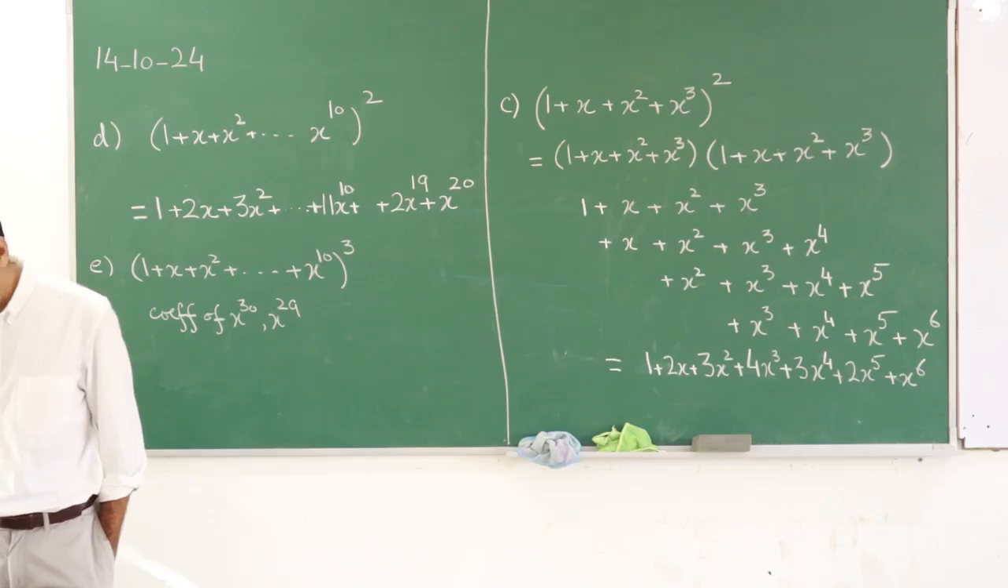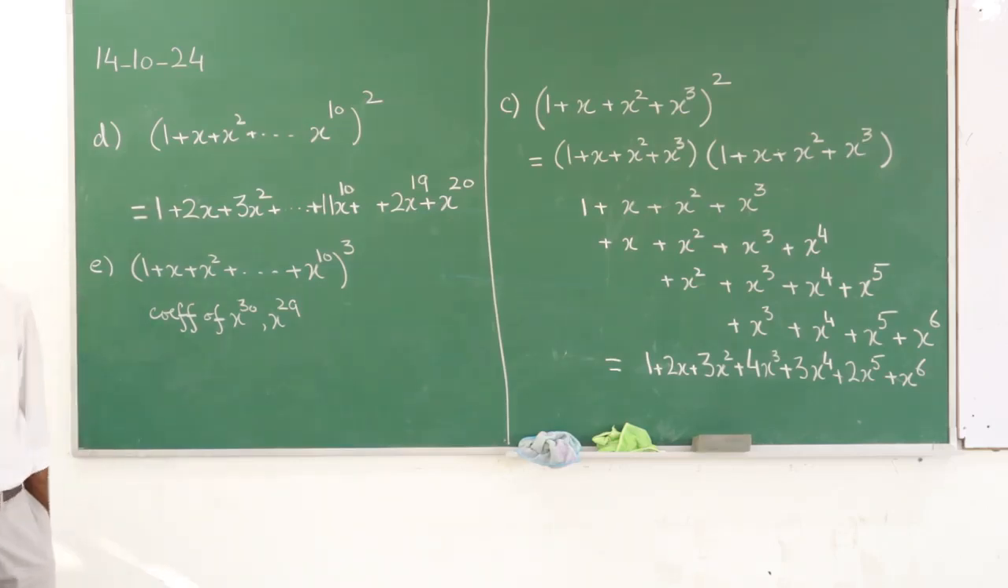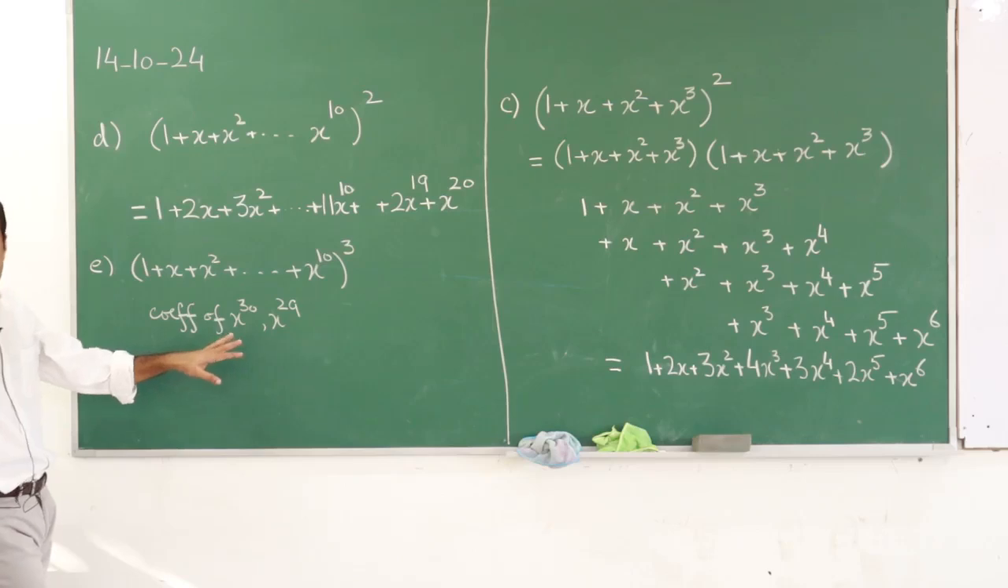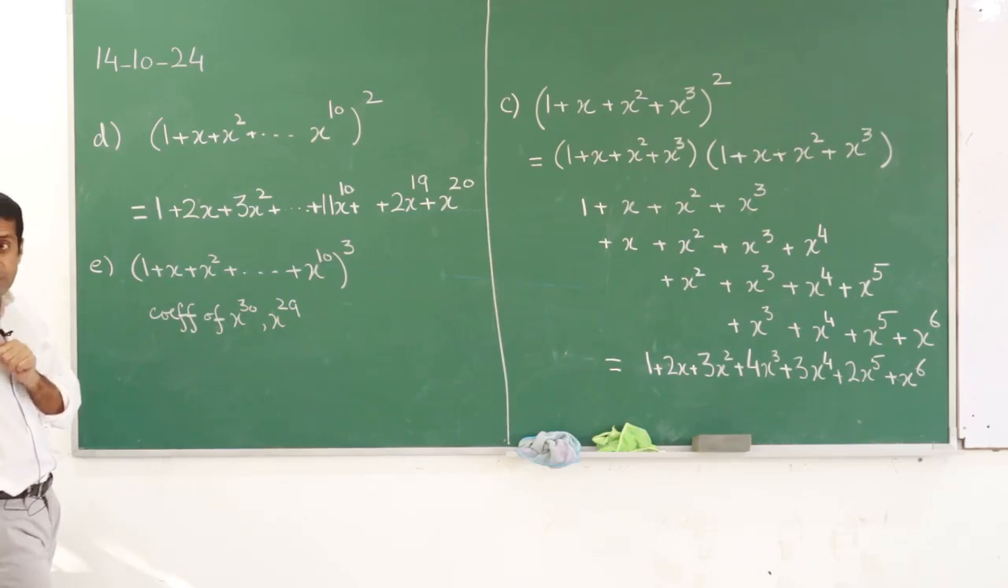x to the 30th का क्या होगा 1 और x to the 29th का क्या है 2। एवरीबडी एग्री 2?